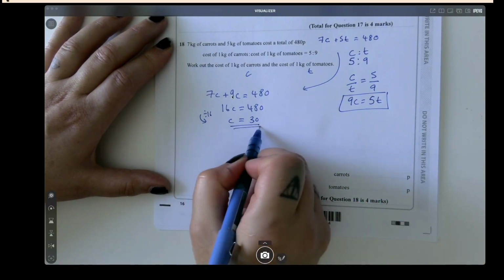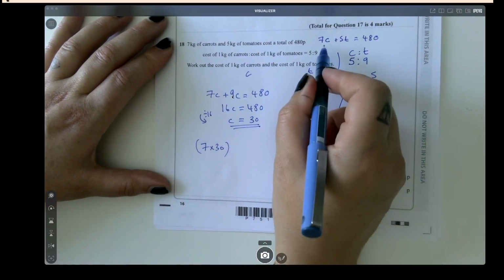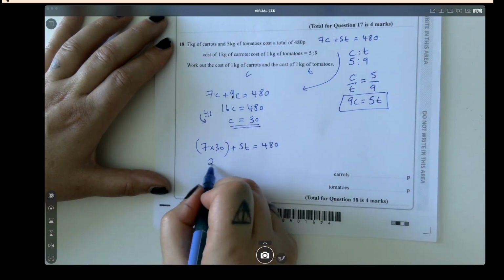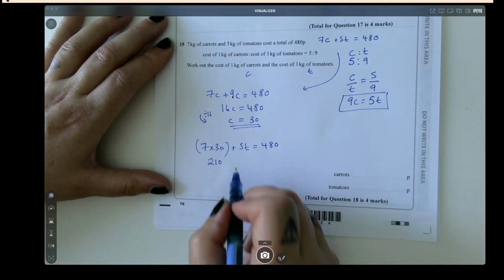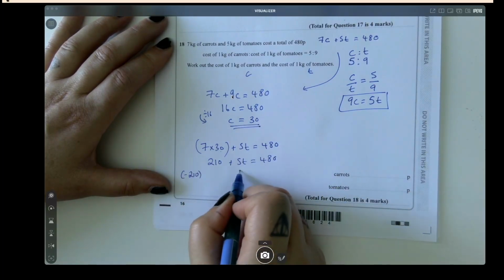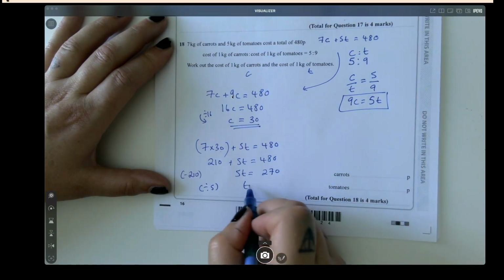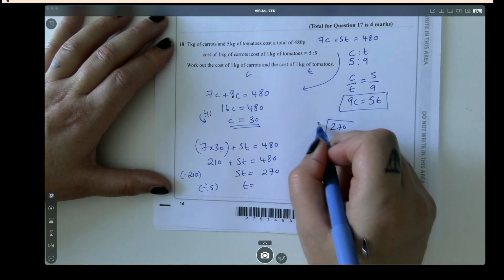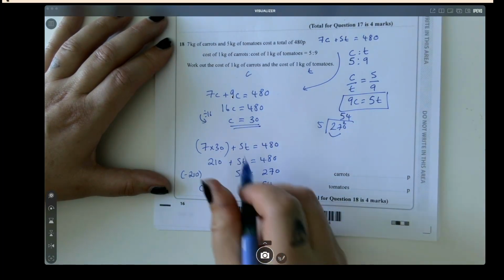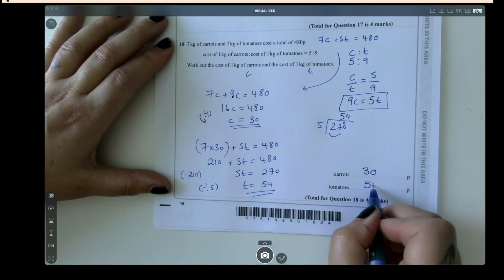Okay, now I know that C is equal to 30. Let's go back to this original equation. So 7 times 30 is your 7C. Add 5T is 480. 7 times 30 is 210, plus the 5T. Let's subtract the 210. So 5T is 270. Divide by 5. So T is 270 divided by 5. So that's 5 remainder 2. That's 54. So 1 kilogram of carrots is 30 pence. 1 kilogram of tomatoes is 54 pence.